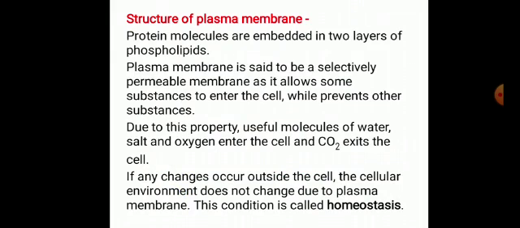Structure of plasma membrane. Protein molecules are embedded in two layers of phospholipids. Plasma membrane is said to be a selectively permeable membrane as it allows some substances to enter the cell while preventing other substances. Due to this property, useful molecules of water, salt and oxygen enter the cell and CO2 exits the cell. If any changes occur outside the cell, the cellular environment does not change due to plasma membrane, and this condition is called as homeostasis.